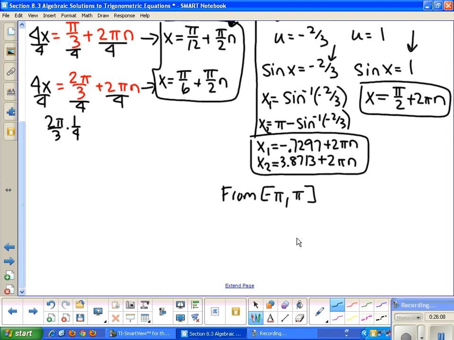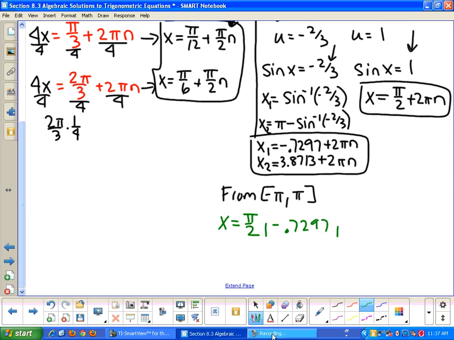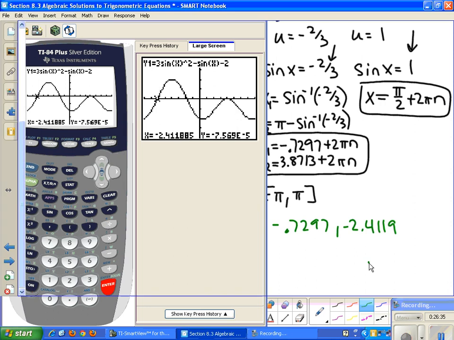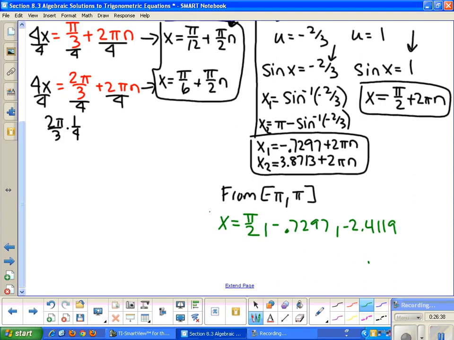So over here, I know that my solutions are going to be x is equal to pi over 2, and negative 0.7297, and then the last one, I need to get it back up so I can see, was negative 2.4119. And so from negative pi to pi, these would be my solutions that I would have.